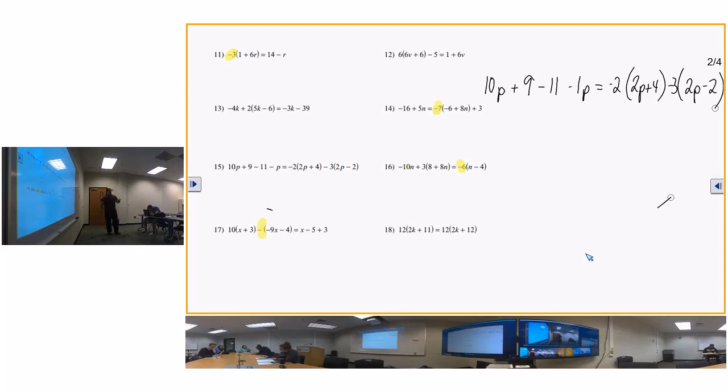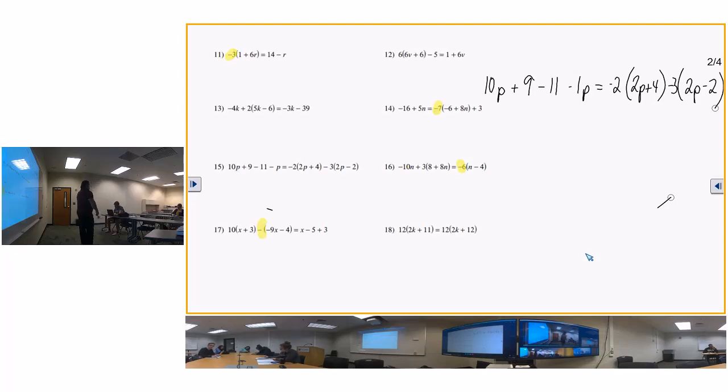Now, there's two things that are going to get you on this test. What are they? Anybody want to take a guess? Well, I told you there's going to be a lot of equations. So, what's going to get you? Really, three things, but two things mostly.